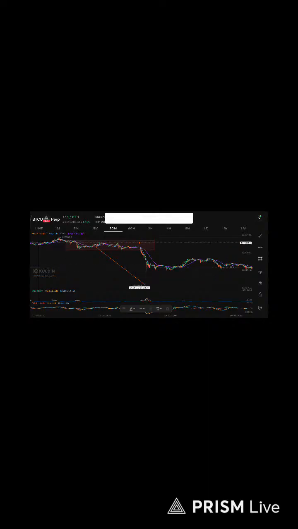If you have taken a short position from here, you have decided to take a short position from here. See, short. You will make a massive amount of money if you took this trade. And also you can see the moving average here.